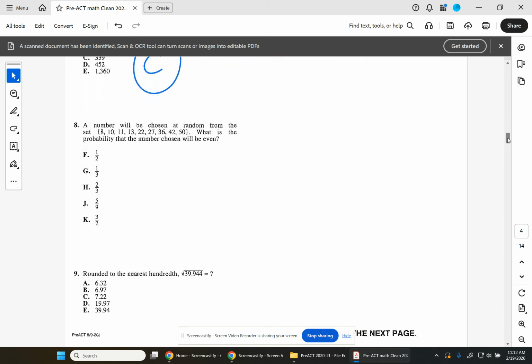Number 8. Again, on every ACT math test is this word right here. It's called probability. Okay, probability.